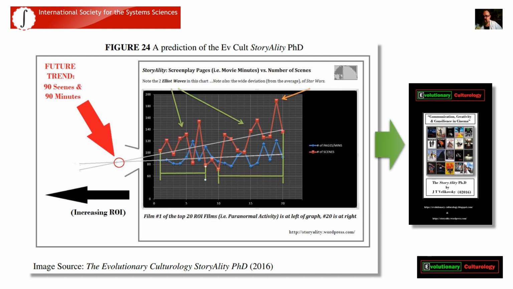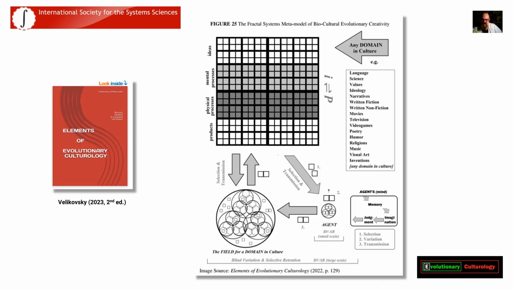So that's in the FCult PhD and on the FCult PhD blog. Next. Here's the fractal systems meta model of biocultural evolutionary creativity from FCult, and it's fractal because it contains the smaller within the large. Anyway, that's all in the textbook. That's figure something 25. Next.